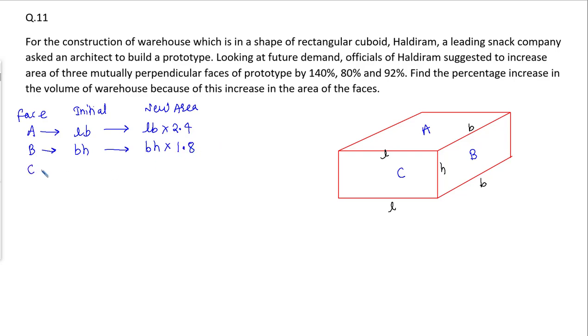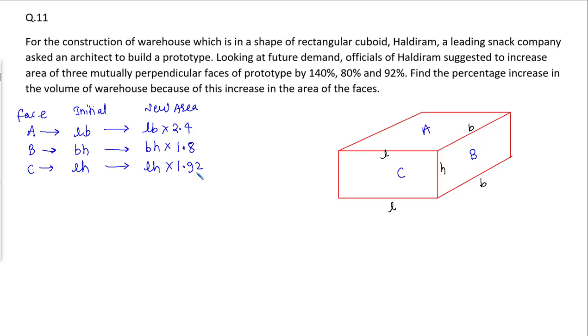For face C, the area of face C is L into H. We need to increase this area by 92%. So we need to multiply L into H by which multiplying factor? 1 plus 92 by 100, that is 1.92. You can shuffle these percentages between these three faces. Your final answer will not change. Why will it not change?